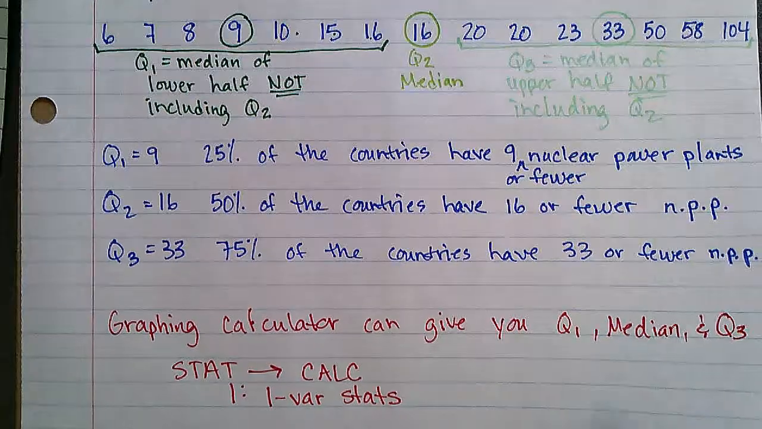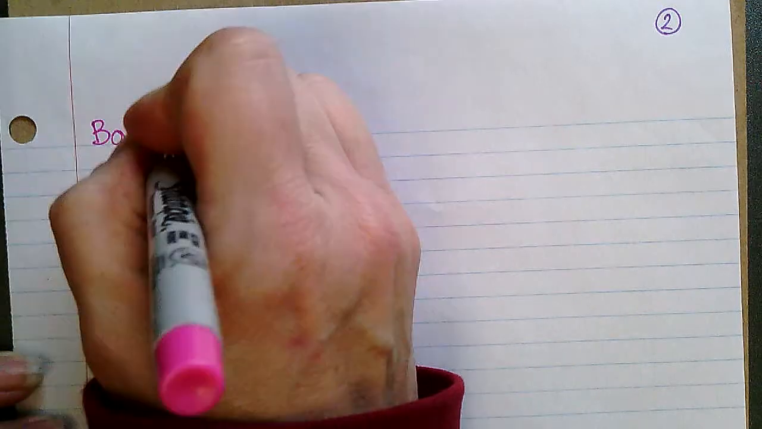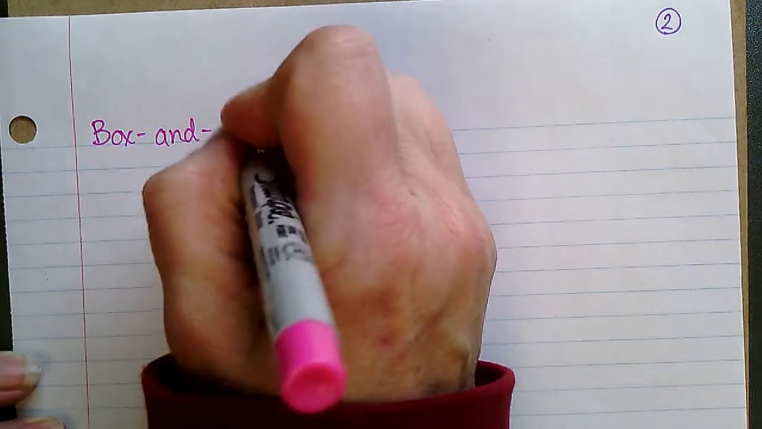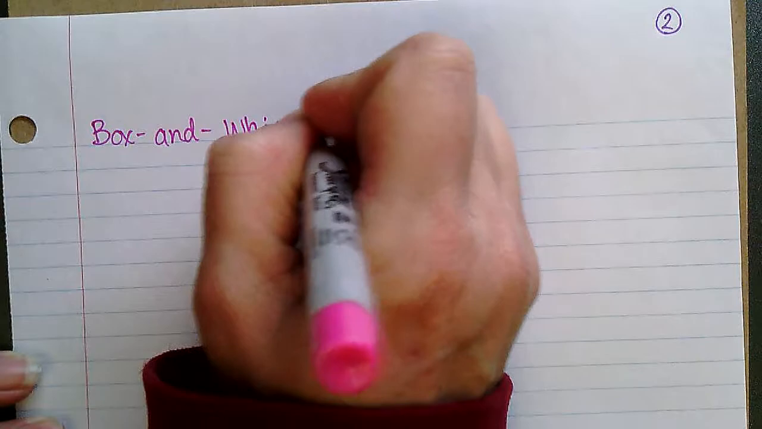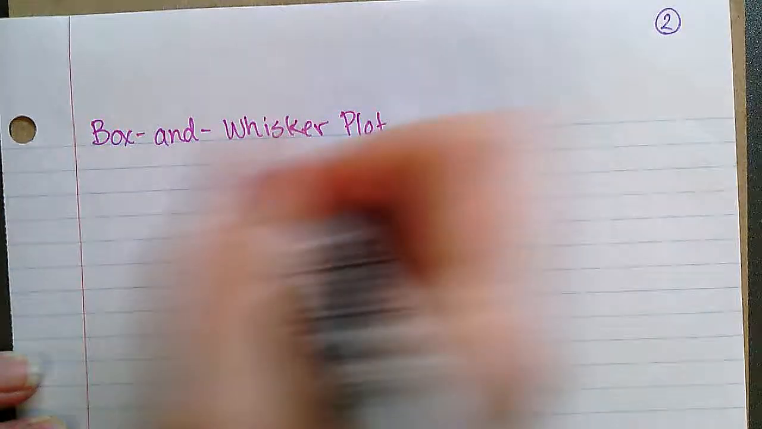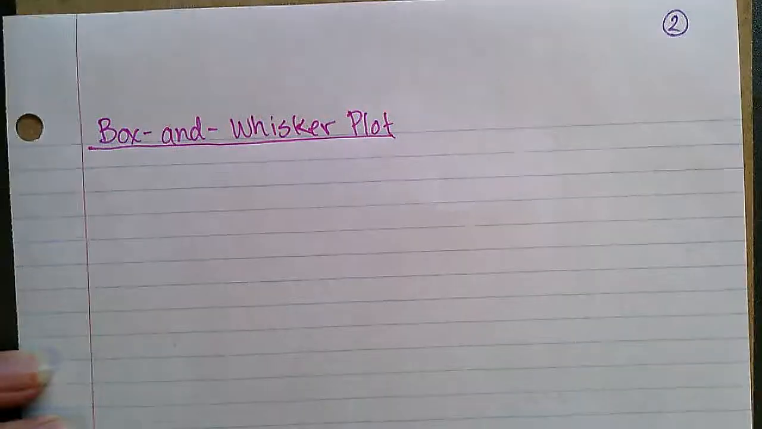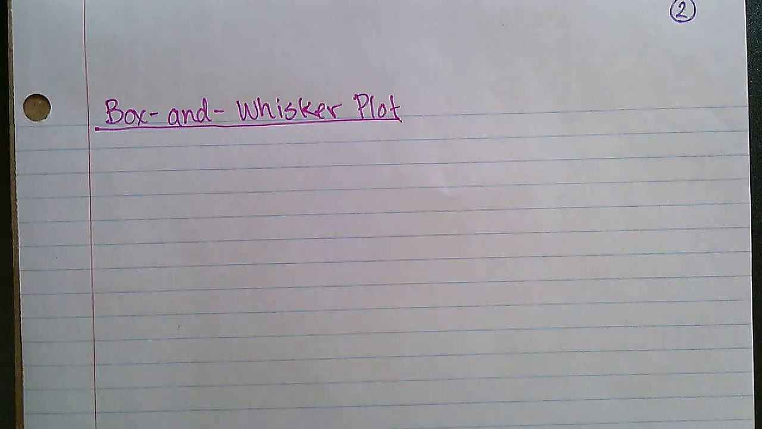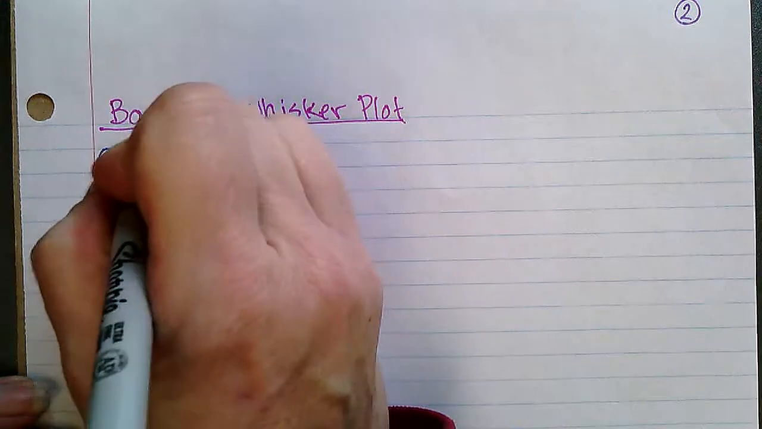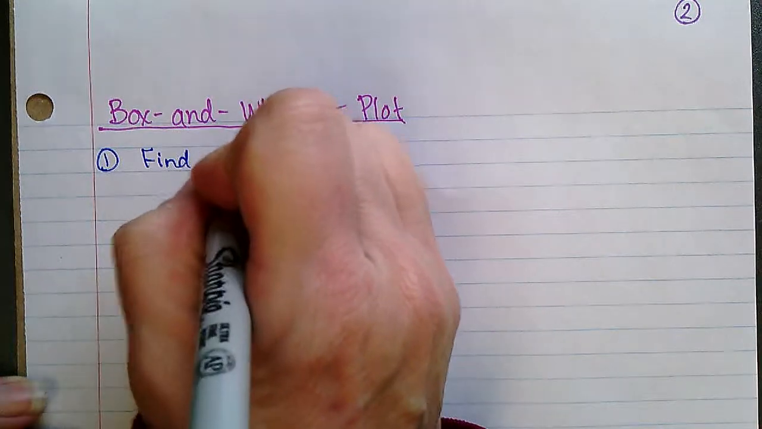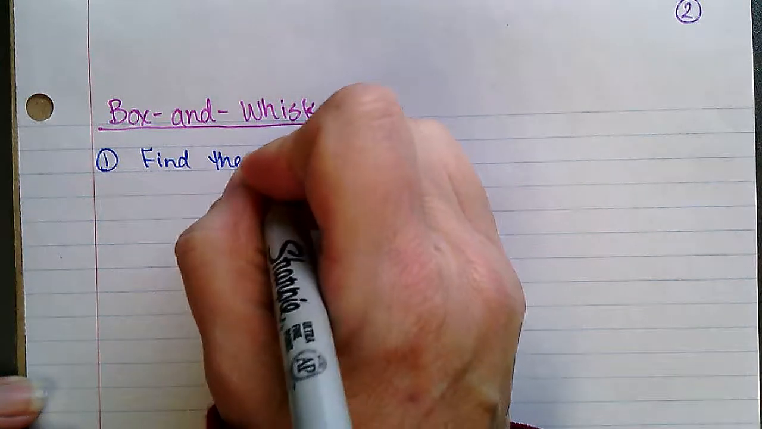Now we can use Q1, Q2, and Q3 to create a box and whisker plot. And you'll probably remember doing that in the past. So I'm going to give you the instructions on how to make a box and whisker plot, and then we'll practice using that nuclear power plant data. So box and whisker plot. The first thing you're going to want to do is find something that we call the 5-number summary.